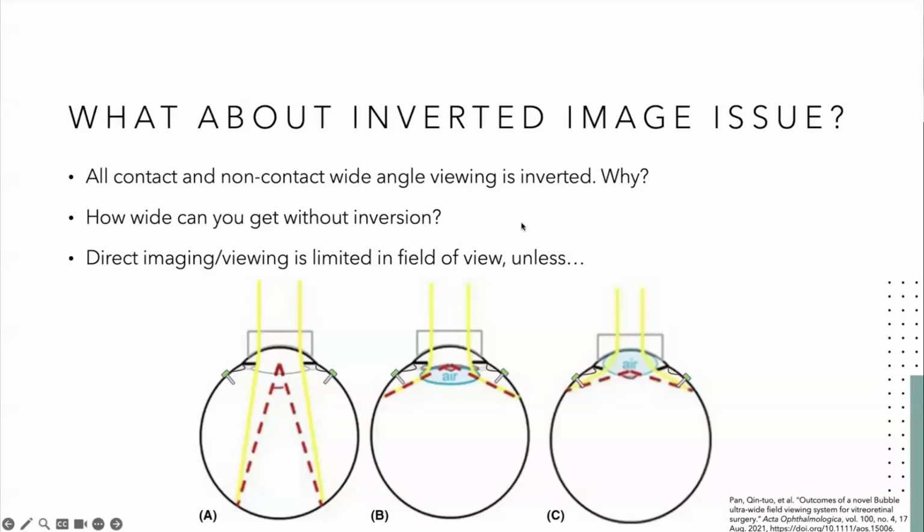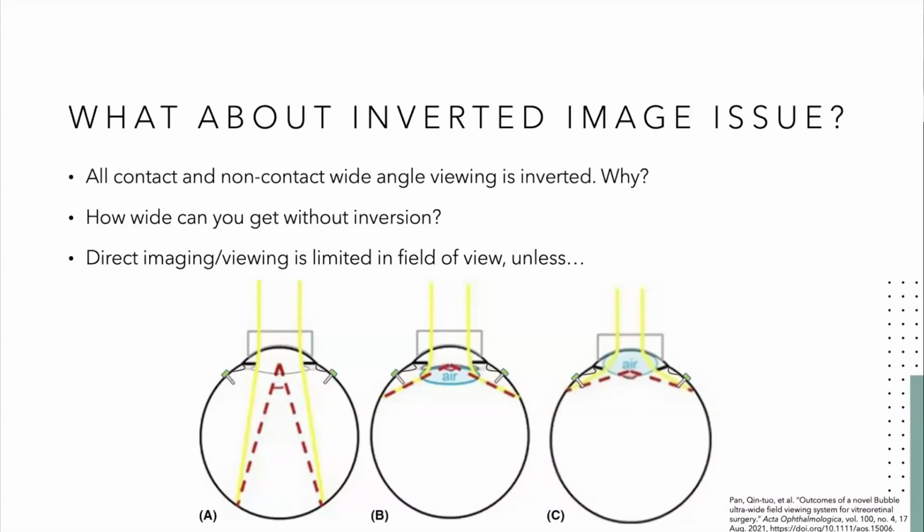So what about that inverted image issue that we've just been talking about? So one way around it. So the question is, well, if wide angle viewing does it, then is that enough? And I would say that's not enough because we just talked about it can be more expensive. It's complicated. It requires automation. Can we do this through a direct image system?